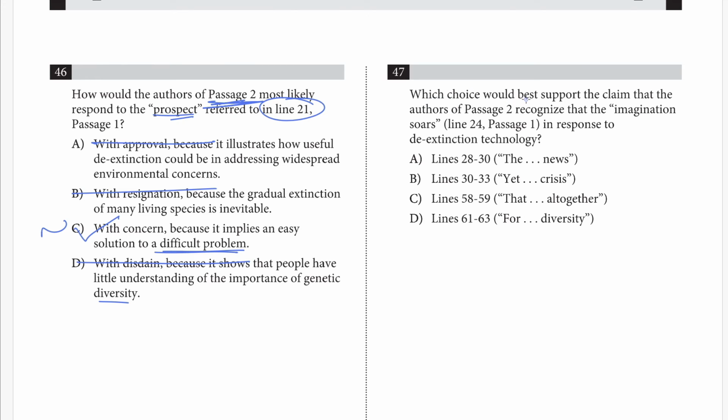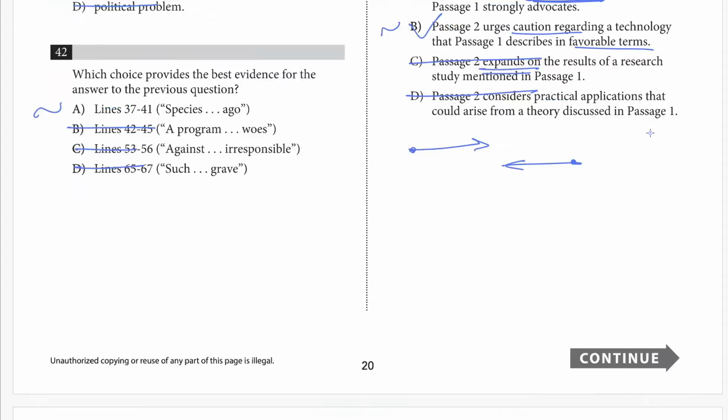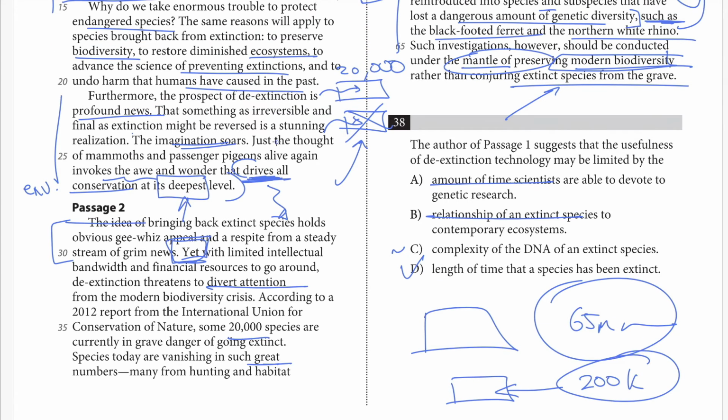Which choice would best support the claim that the authors of passage 2 recognize the imagination source? Okay, line 24, passage 1. Let's look at what this imagination source business is over here. Again, remember this passage, guys, and I know it's a mess, so thanks for your patience. This is talking about how cool this technology is, the imagination source. It makes you excited about this technology, right? Just the thought of other things being alive that you never saw.